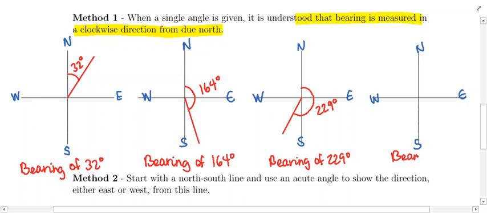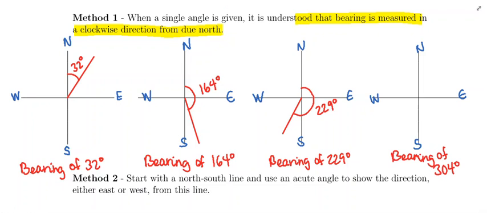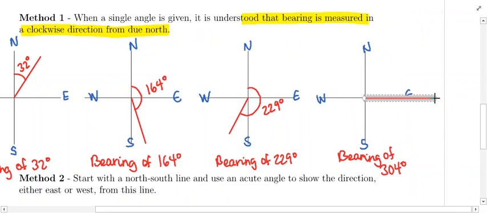Let's do a bearing of 304 degrees. What we're going to do is start at due north like we have, and then rotate clockwise. Guess how much? 304 degrees. So we got 90, we've got 180, we've got 270. We know if we come back to due north, that's 360 degrees. We don't want to go that far, so we're going to be somewhere over here in quadrant 2.